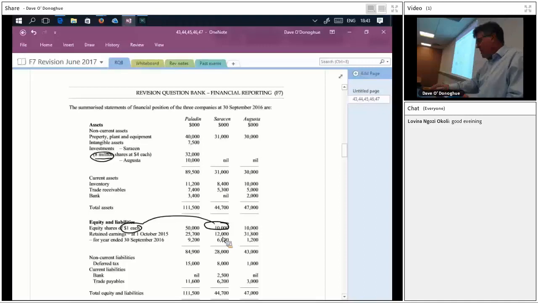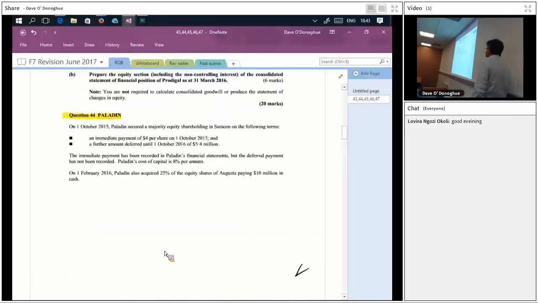Okay? So now in a lot of questions, they've told us that we have an 80% shareholding, or they tell you at the start that you bought 8 million shares or whatever. But it has to be somewhere in the question, because you have to know what the investment is.